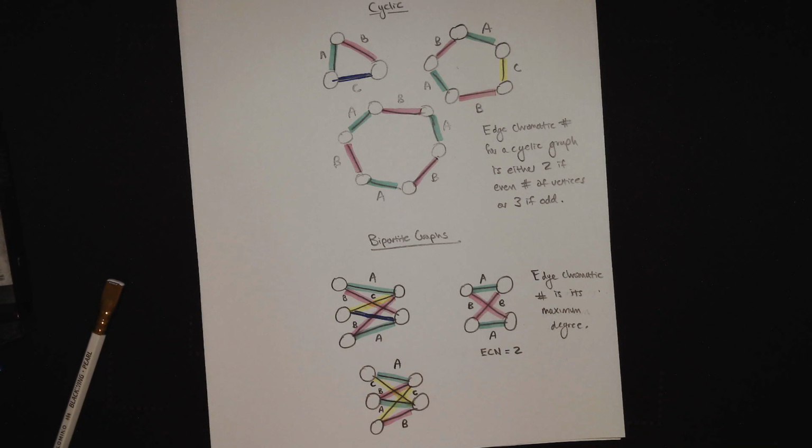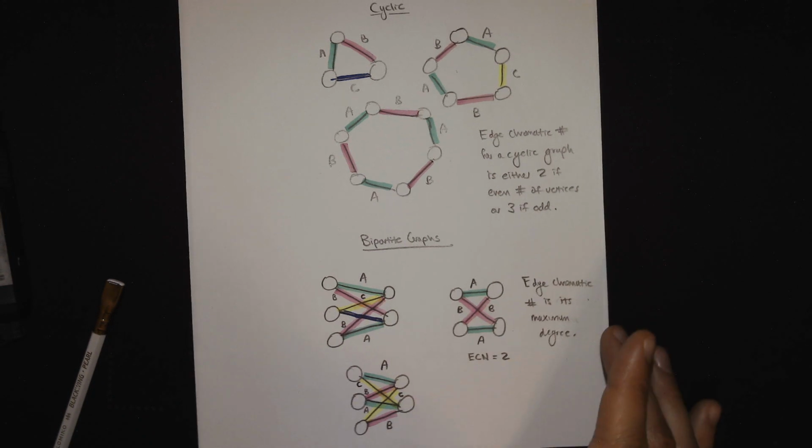This video is getting kind of long. In the next one, I'm going to continue with complete graphs and look at their edge chromatic number, and we're going to talk about trees as well, and then look at an example of a problem that can be modeled by graphs and solved via edge coloring.